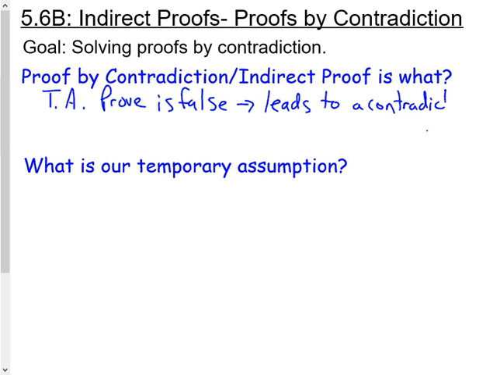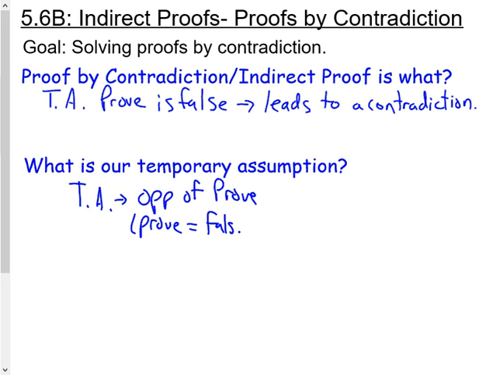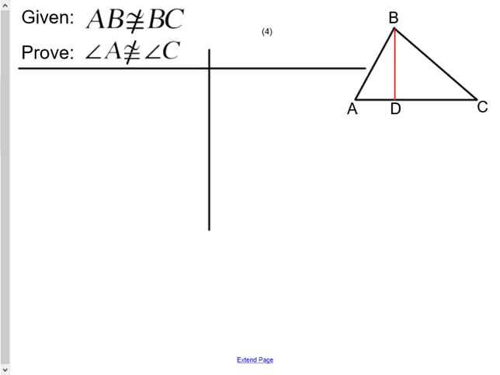And once that contradiction happens, we're basically saying it is impossible for the proof to be false, therefore it must be true, right? So again, as a reminder, a temporary assumption is the opposite of the proof, or that the proof is false, right? Now, this is most of the time because, in our next example, or we can even skim through, our proofs and our given are going to be a little goofy on these.